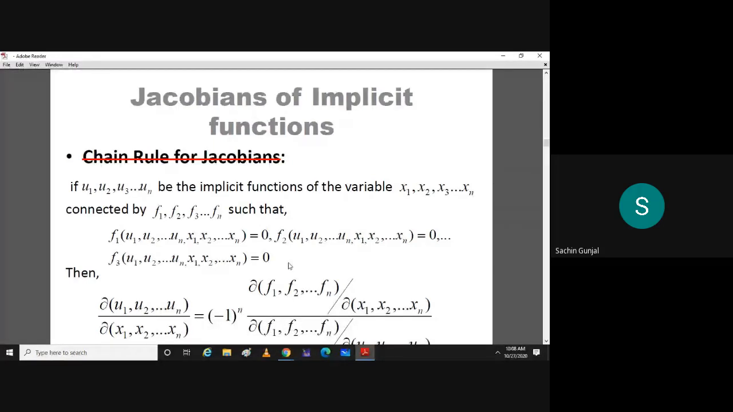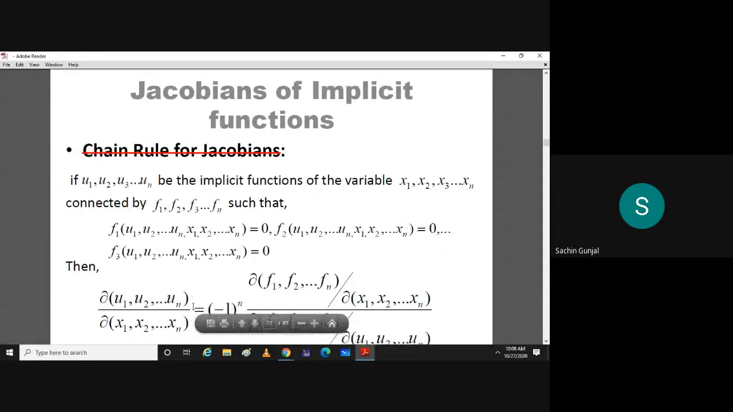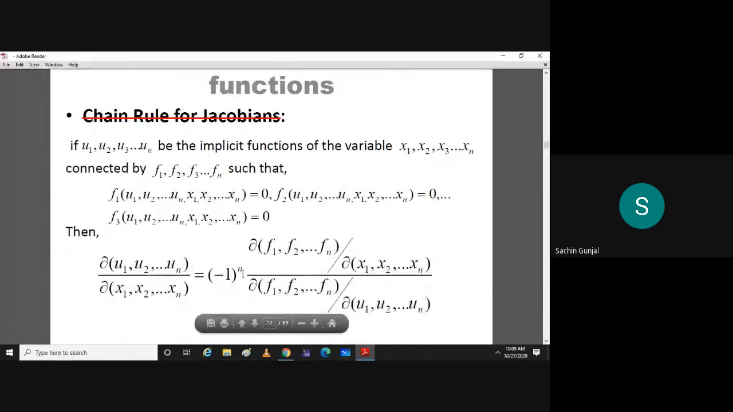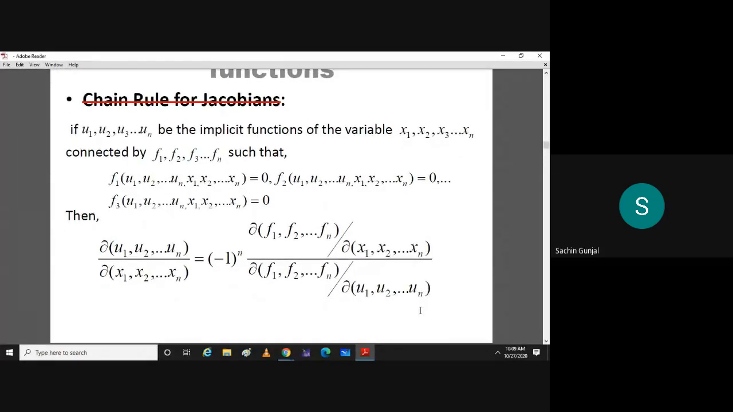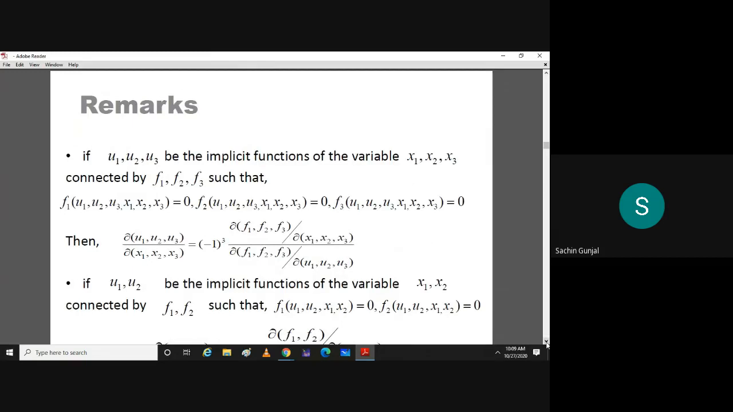Then the Jacobian of u1, u2, un with respect to x1, x2, xn is equal to minus 1 raised to n, the Jacobian of f1, f2, fn with respect to x1, x2, xn divided by the Jacobian of f1, f2, fn with respect to u1, u2, un. This is true for n variables, but we'll look at it for 2 and 3 variables.